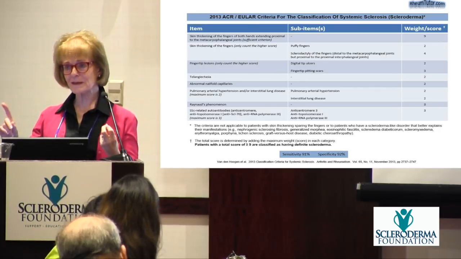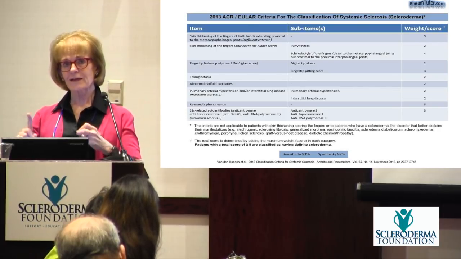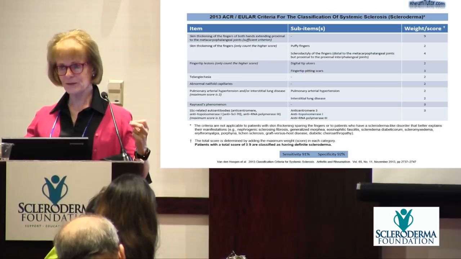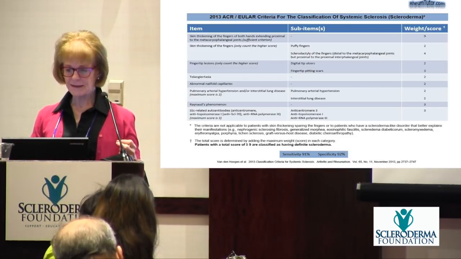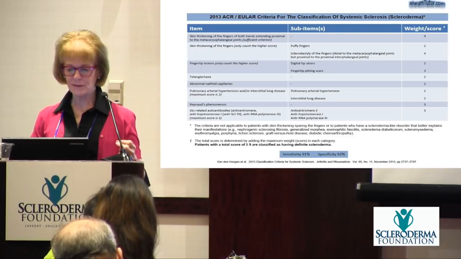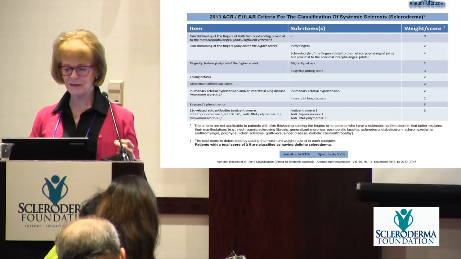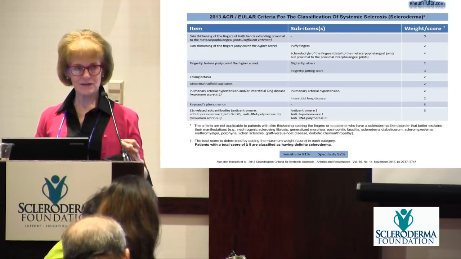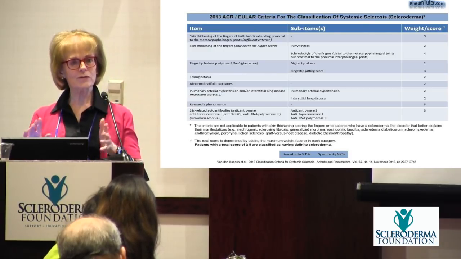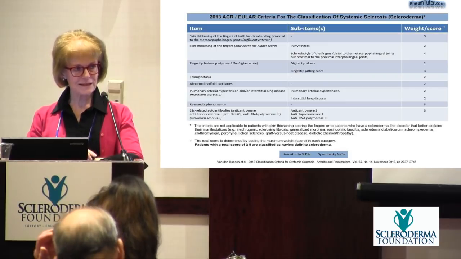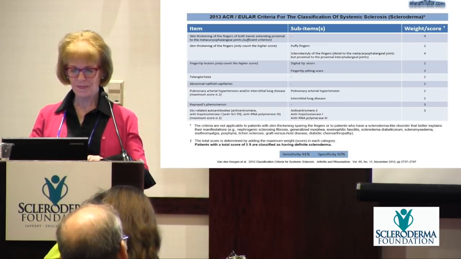But you need one more thing in order to have a total of nine, which puts you in a definite scleroderma category. And the thing that I think people frequently get if they don't have a lot of skin involvement is telangiectasias. That gives you a couple more points. So people can more readily fit nicely into a diagnosis.